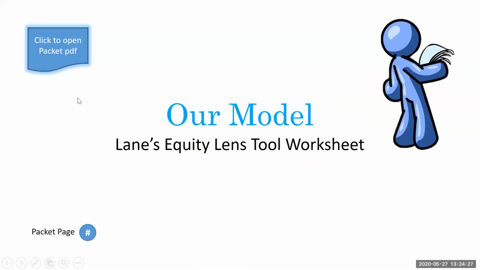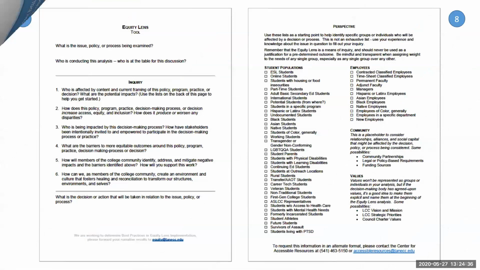So, our model. Here's Lane's equity lens tool worksheet. And you can see from this graphic, on the left-hand column, we have a snapshot of Lane's equity lens inquiry and questions. On the right-hand side, our perspective is a non-exclusive listing of the populations that the equity lens is designed to address.